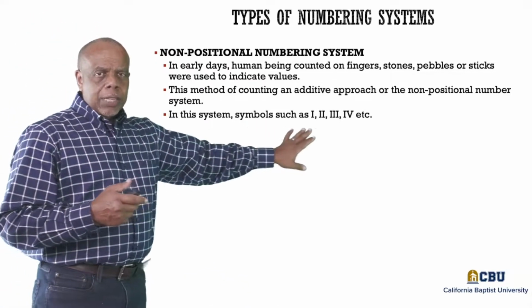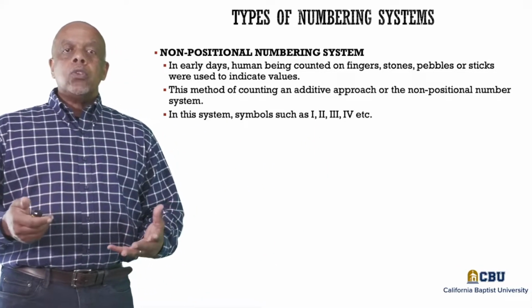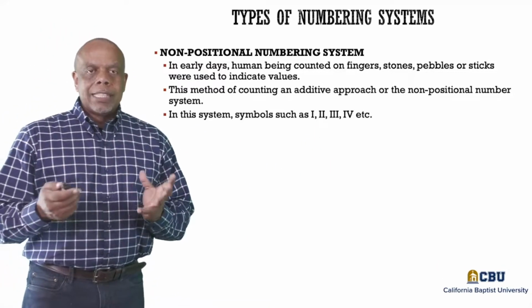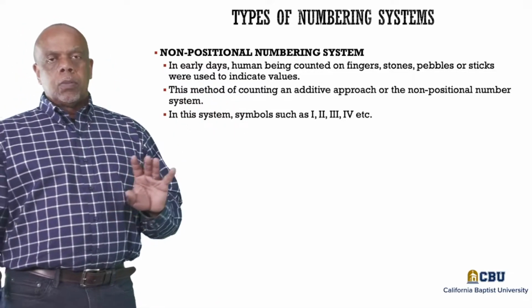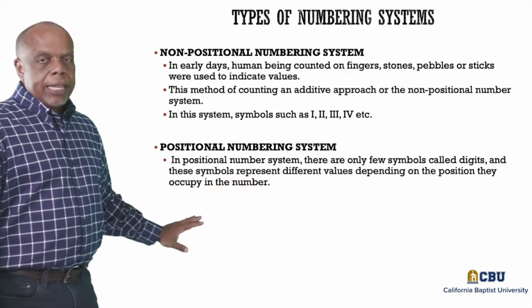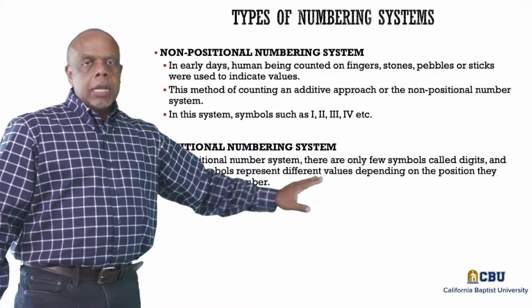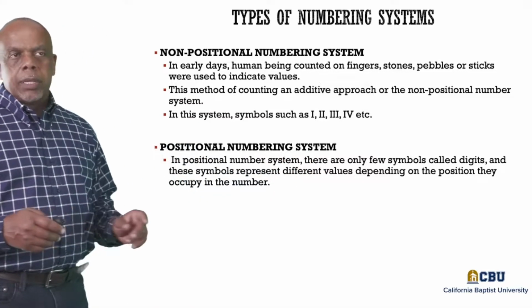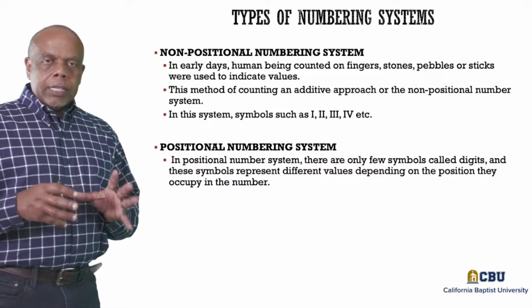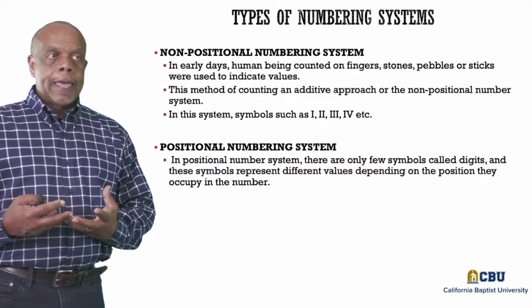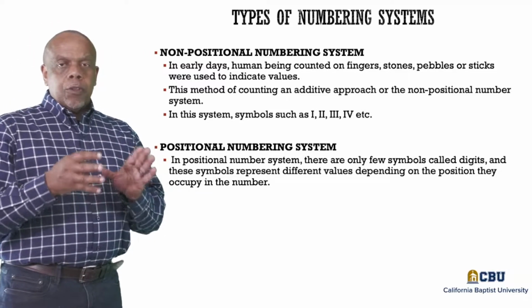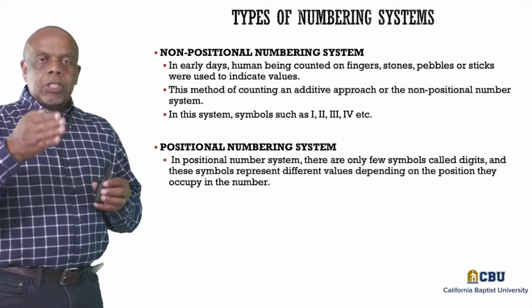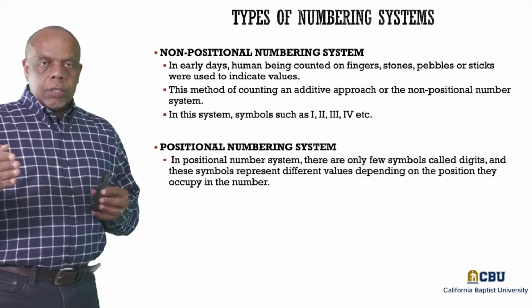We used different types of symbols. If you remember the Roman numerals, they're based on different types of symbols. That is called non-positional. What we use today in counting is called positional numbering. A positional numbering system has a few symbols, which we call digits, and they have a much greater representation depending on the value and the position of those digits.